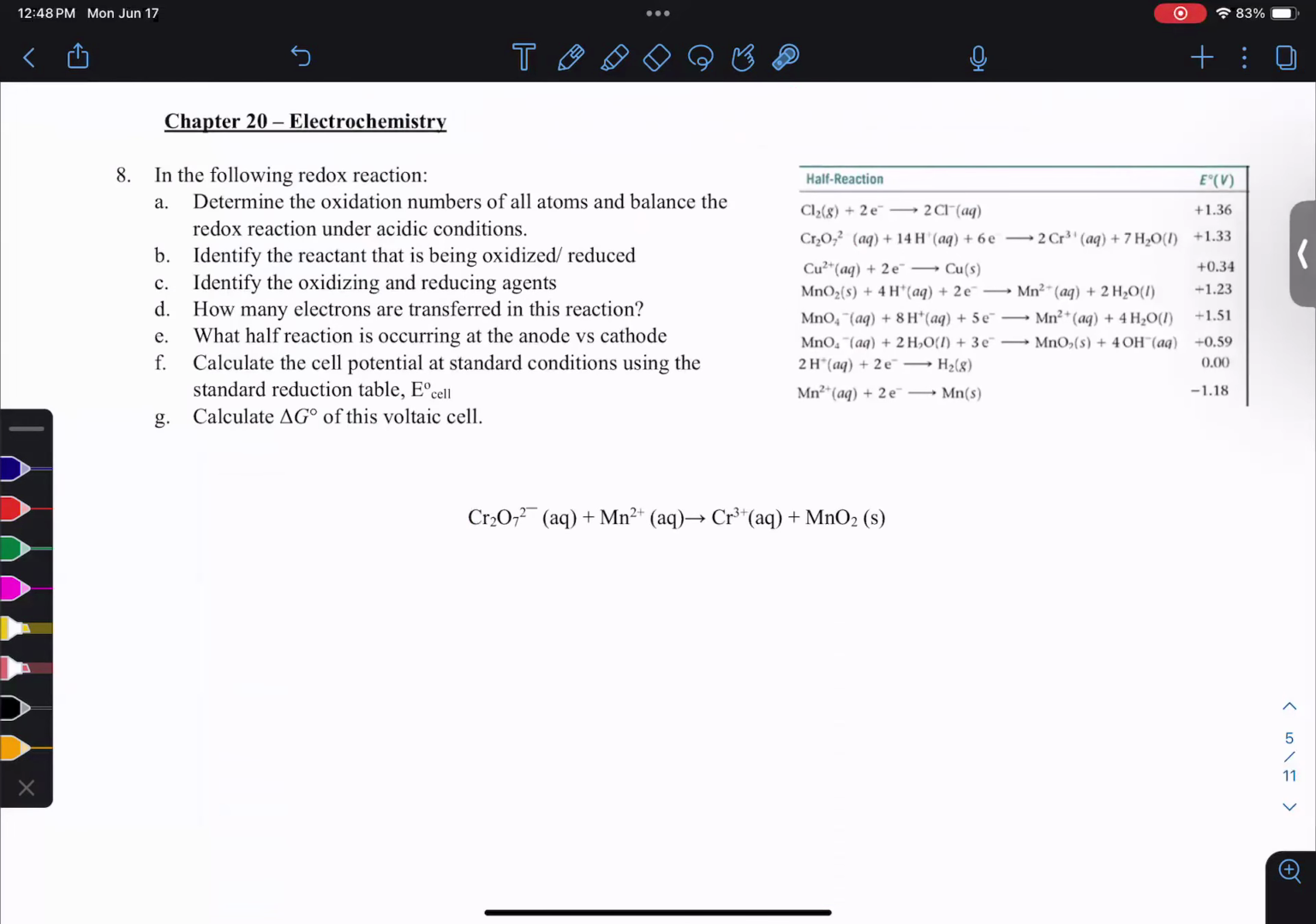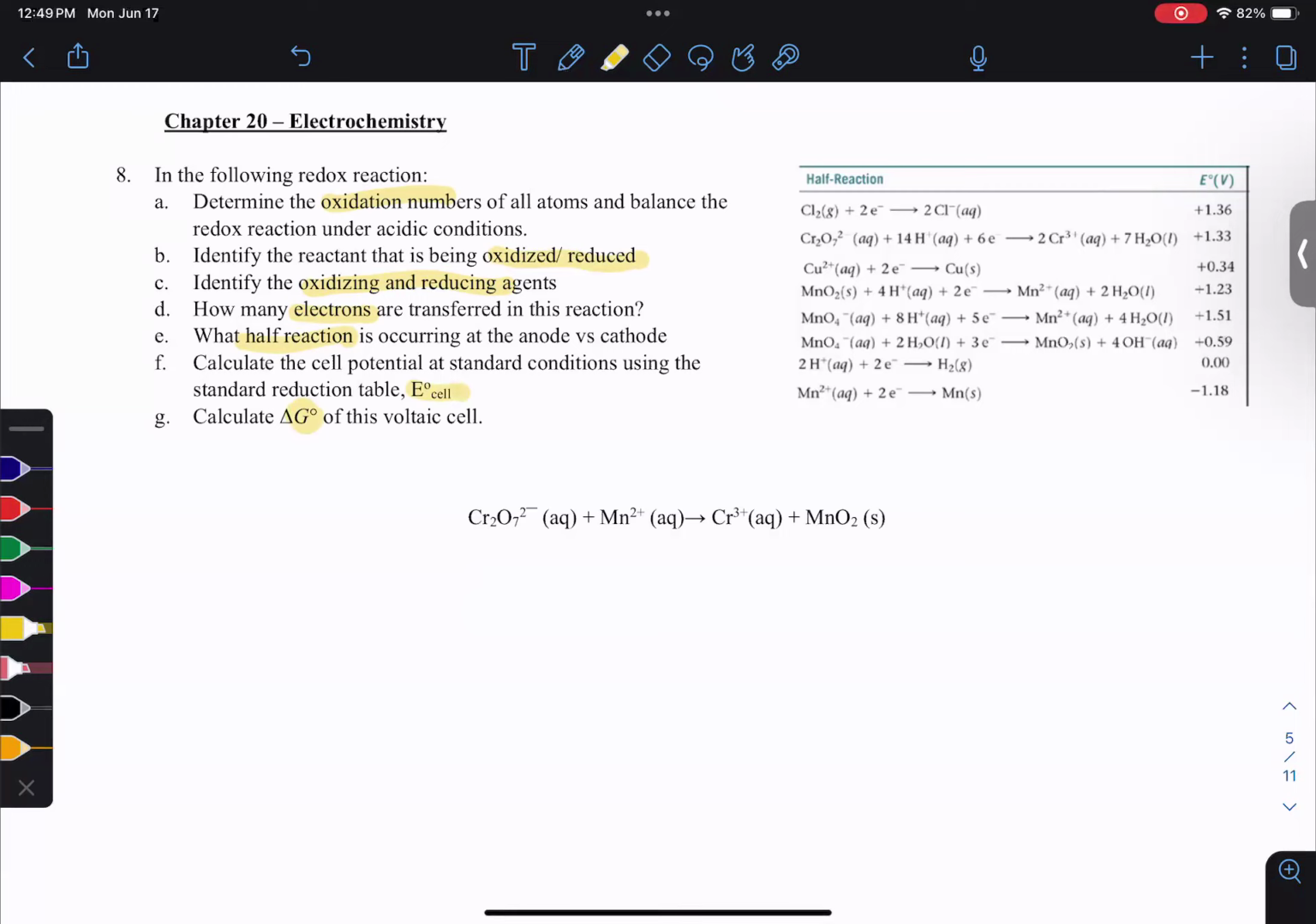So let's move on to chapter 20. Okay, so we have a redox reaction. I'm giving you a bunch of stuff. This redox reaction is unbalanced, so I want you to do a lot of things. I want you to get all the oxidation numbers. I want you to figure out what's oxidized, what's reduced. What are the agents? How many electrons? What are the half reactions? And then what's the cell potential? And then finally, what is delta G?